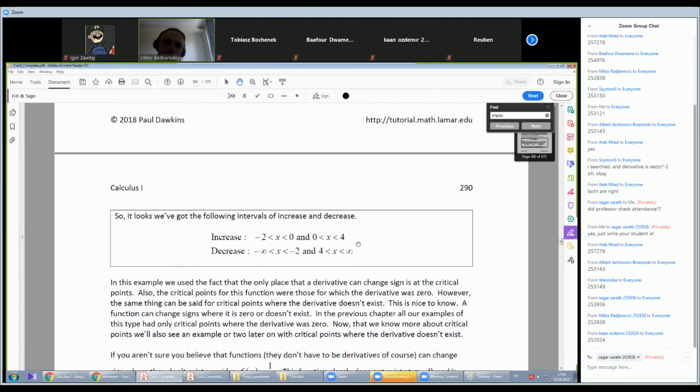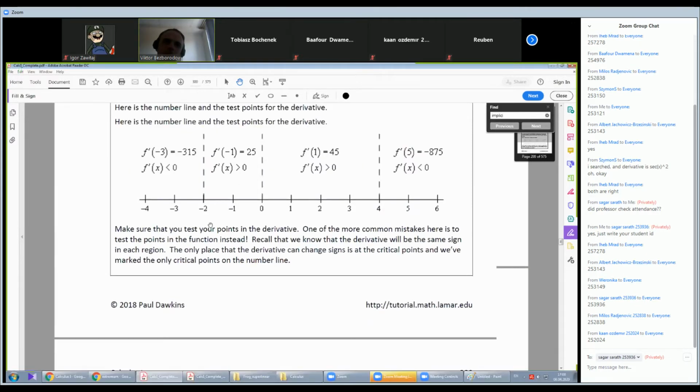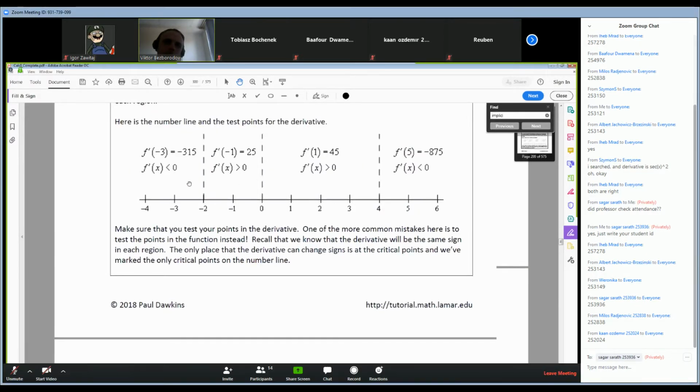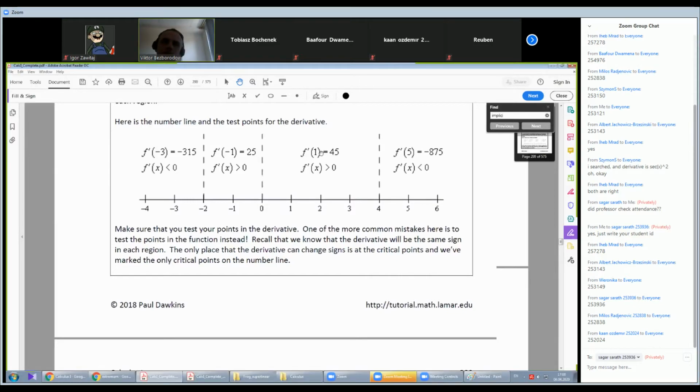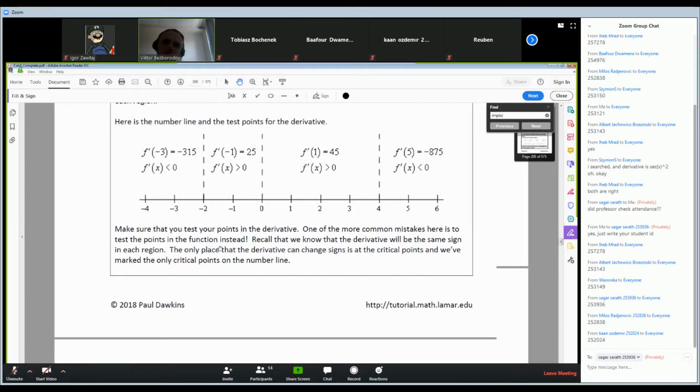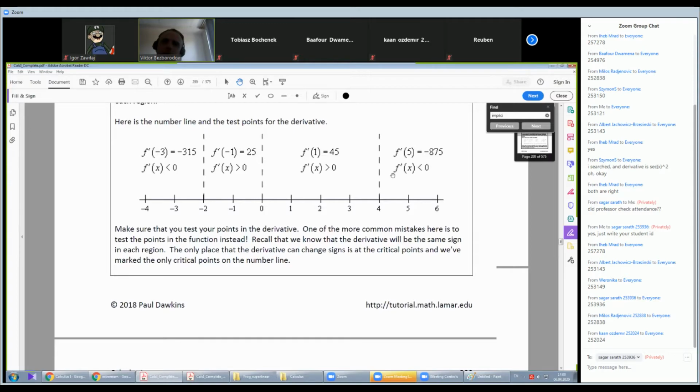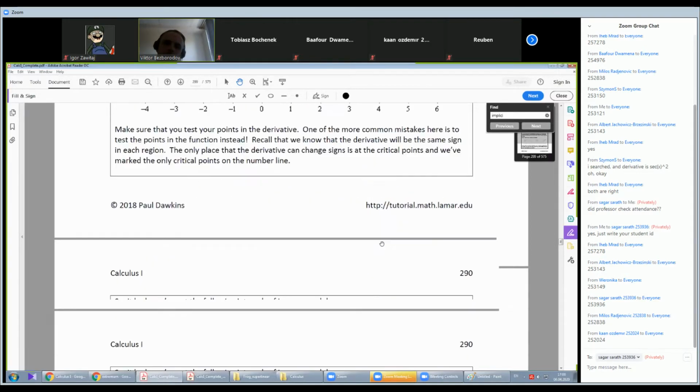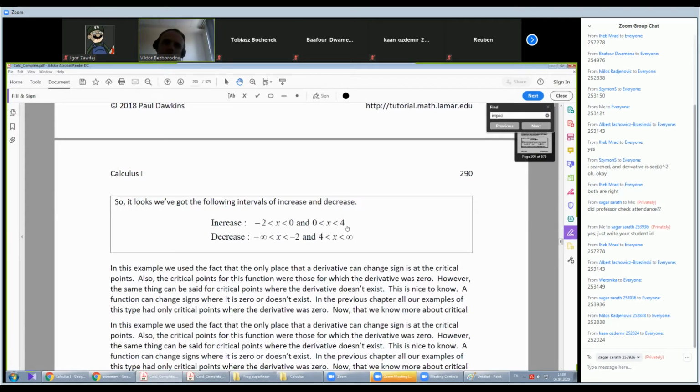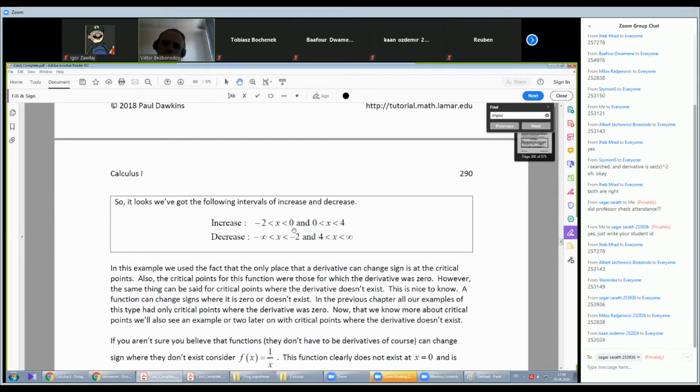Okay, and then based on this picture, we find that, for example, here it's negative, and here it's also negative, and here it's negative. So those are the intervals where the function decreases, and then those are the intervals where it increases.